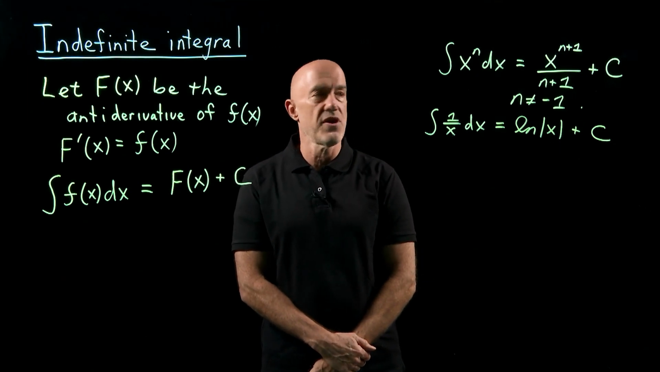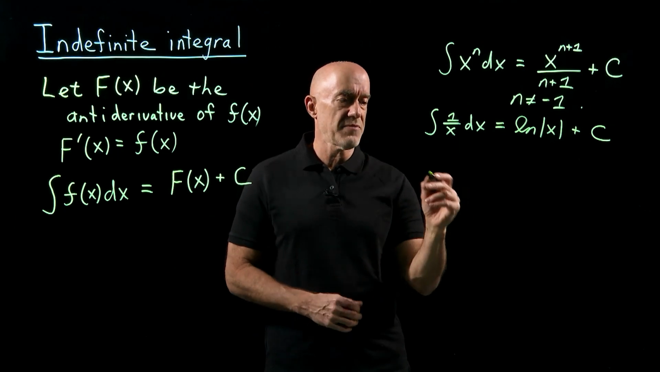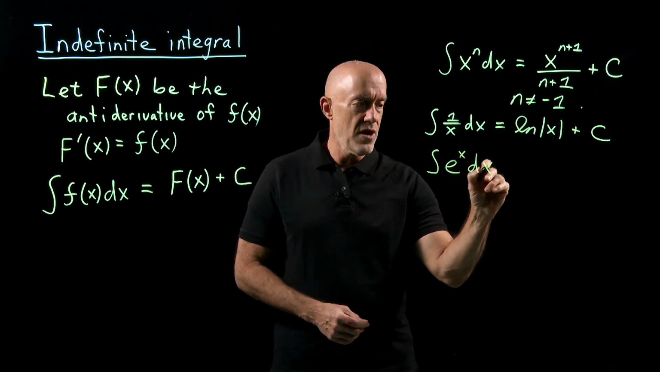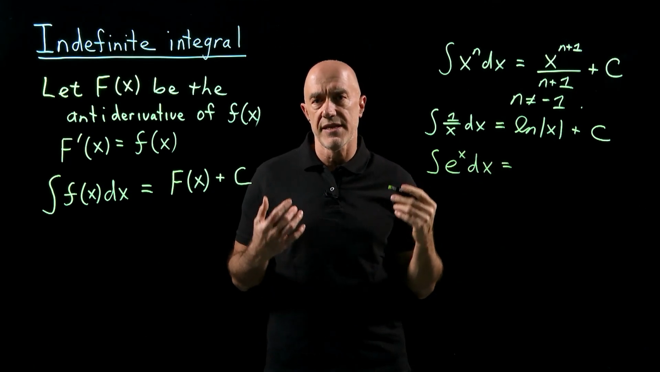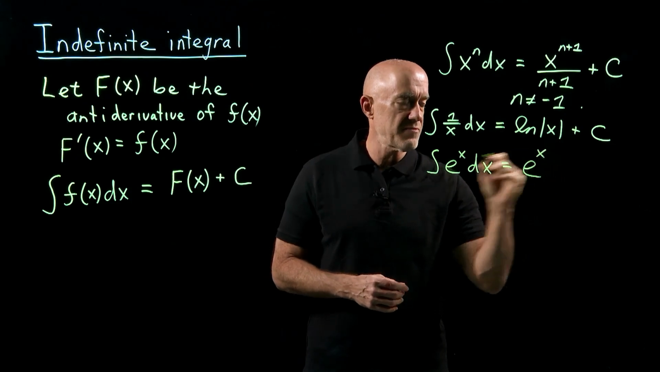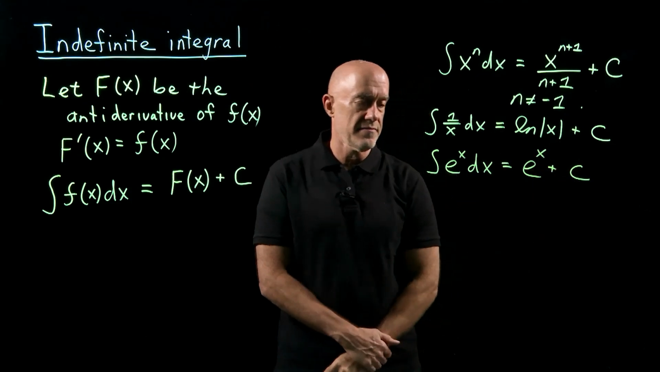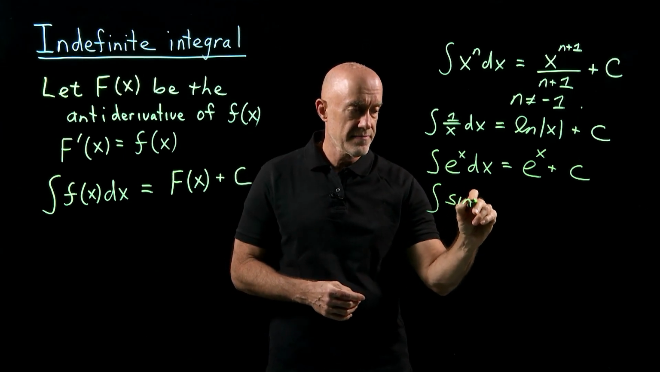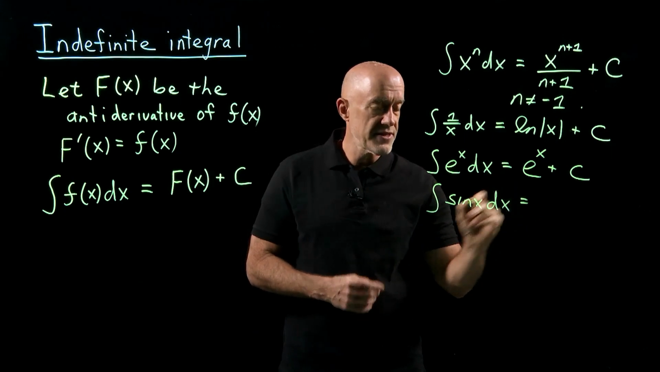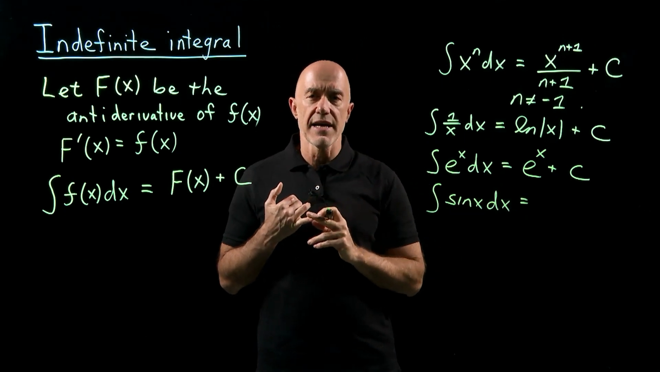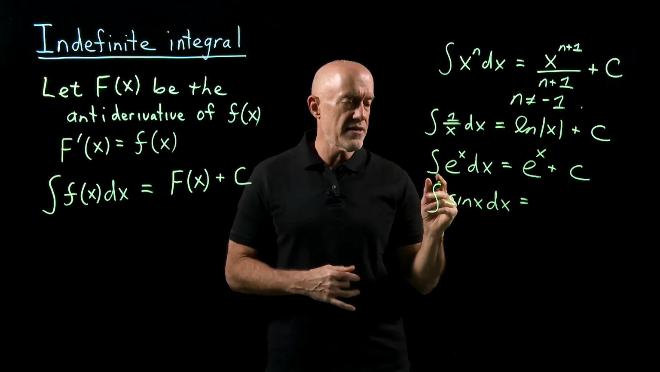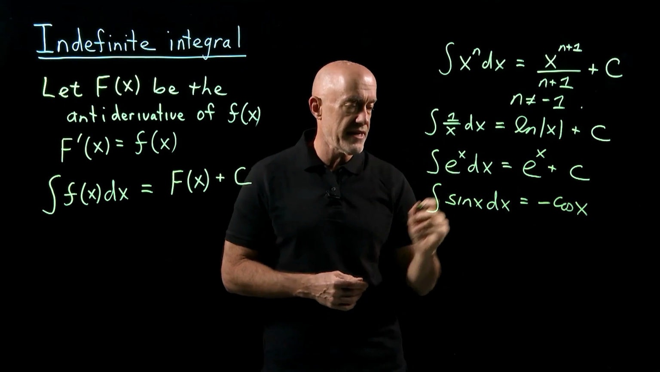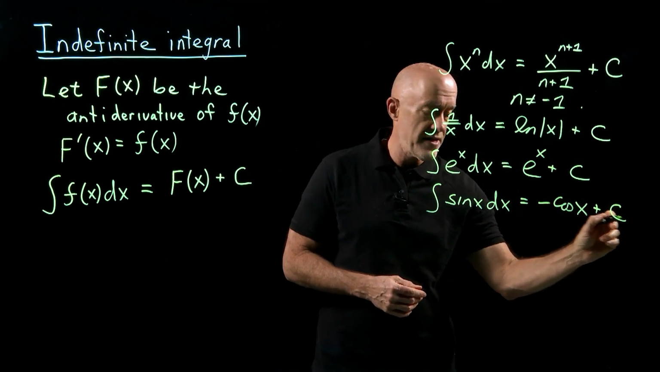What are the other functions we know? We know the exponential function, so the indefinite integral of e to the x dx. Well, the derivative of the exponential function is just the exponential function, so this is just the exponential function plus a constant. We know the integral, say, of sine x dx. Well, how do we get sine x? Well, the derivative of cosine x is negative sine x. So the derivative of negative cosine x will give us sine x. And to that, we add a constant.